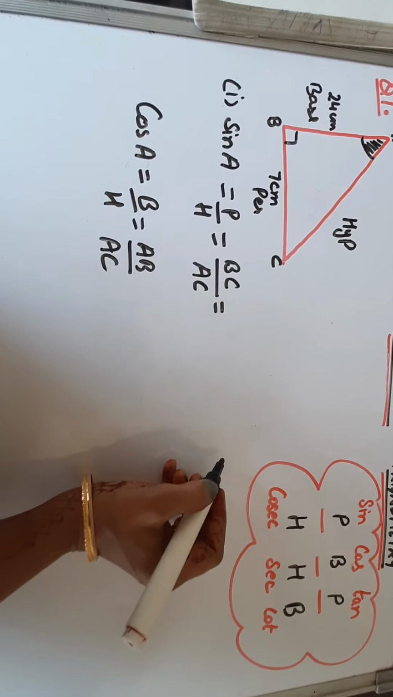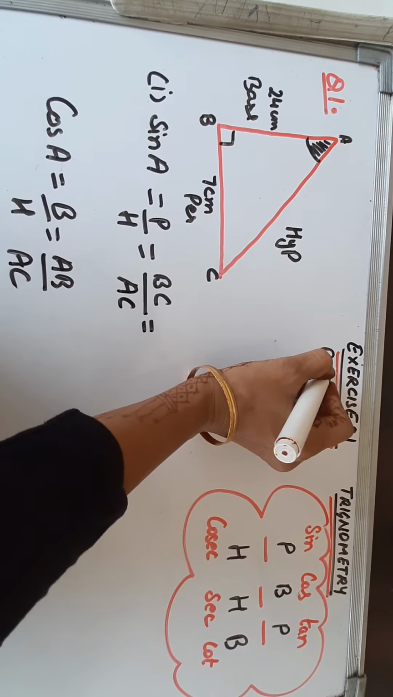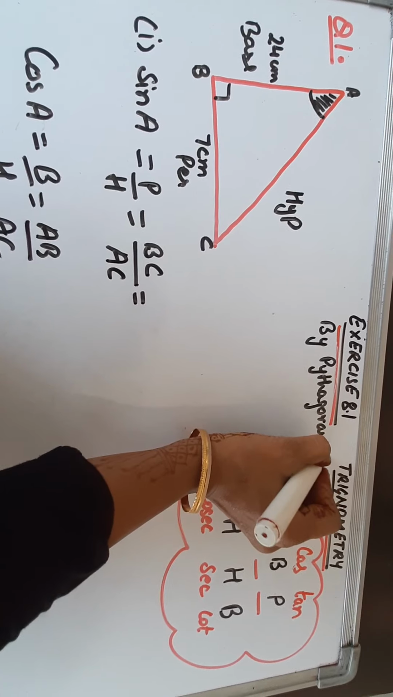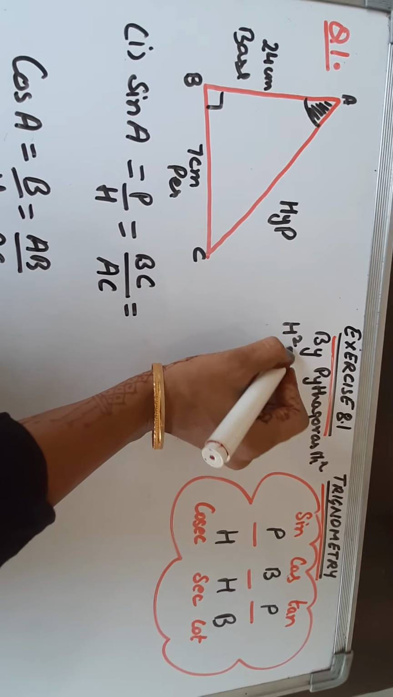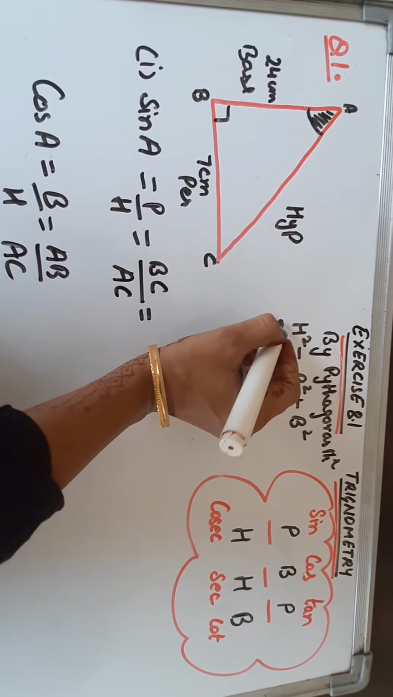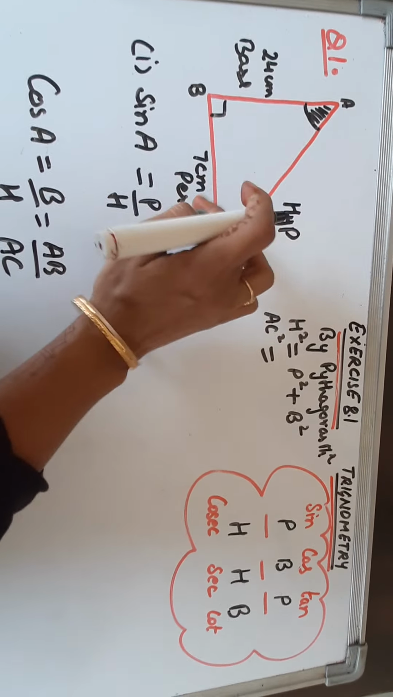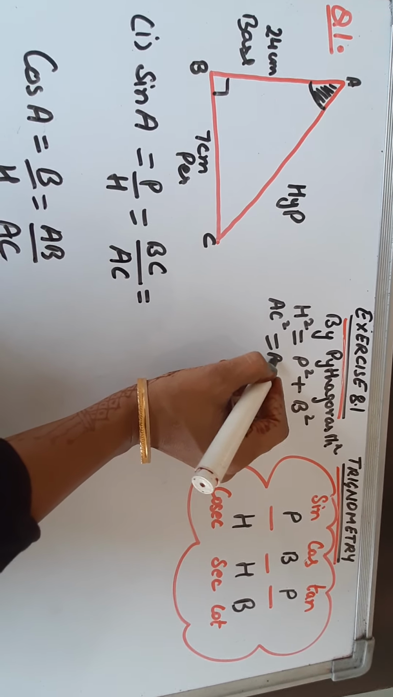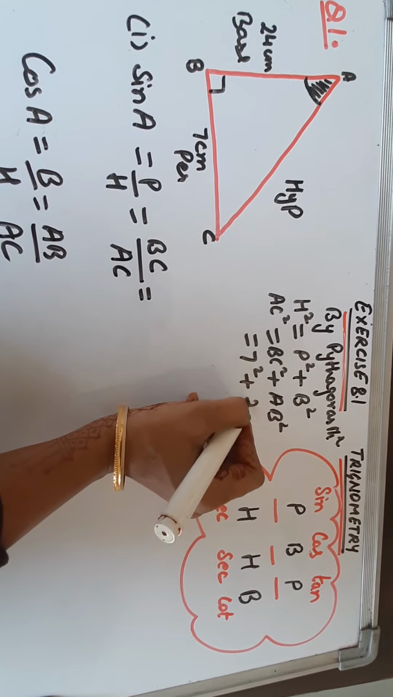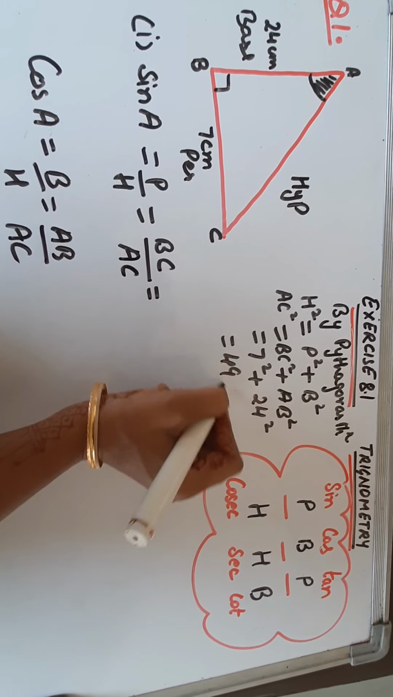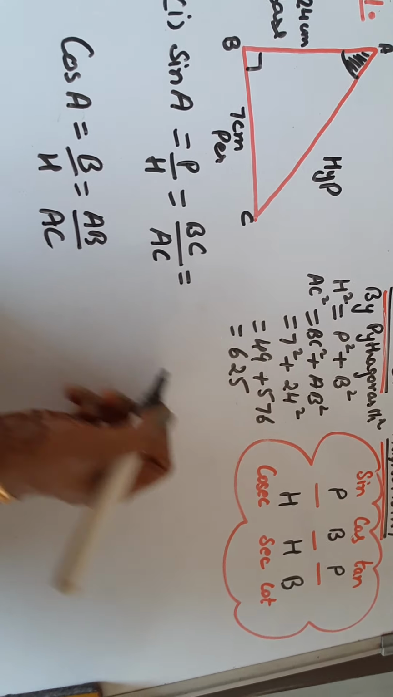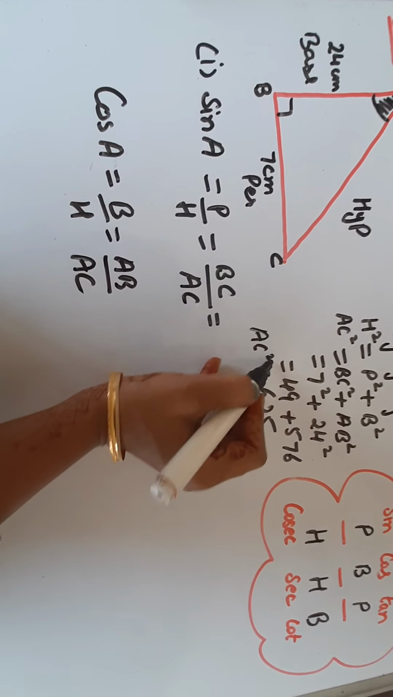So what is Pythagoras theorem? By Pythagoras theorem, we have hypotenuse square is equal to perpendicular square plus base square. So hypotenuse is AC square. Perpendicular, base we can take any one, in this case BC square plus AB square. So from here let us find out the third side. So it is 49 and 24 square is 576. So this will be 625. So AC square is 625.